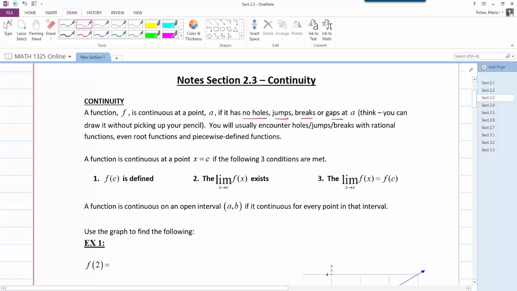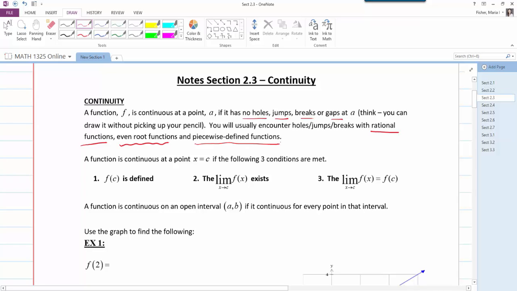Now, usually you encounter holes, jumps, breaks with rational functions, even root functions, and piecewise defined functions. So these three types of functions are the ones that are going to typically, not always, but typically give us things that have a hole, a jump, or a break.